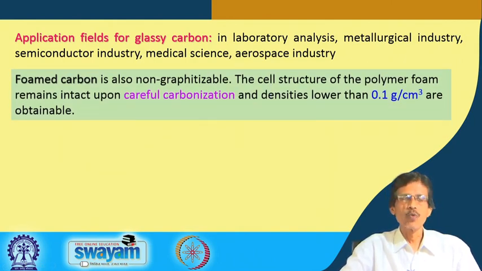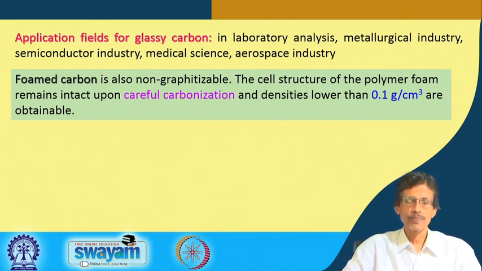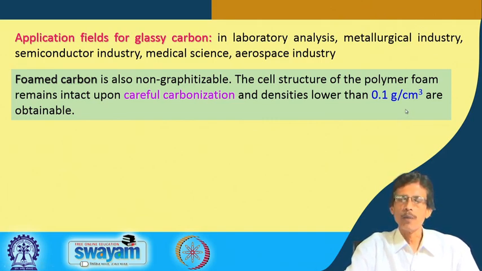Then the second variety is your foamed carbon, which is also, like your glassy carbon, non-graphitizable. This non-graphitizable material can have a cell structure like that of your polymer foam, and it remains intact upon careful carbonization. So, the initial structure of the polymer foam is retained during that careful carbonization, because the remaining part is the carbon particles or the carbon structure, and a density lower than 0.1 gram per centimeter cube can be achieved and obtained.